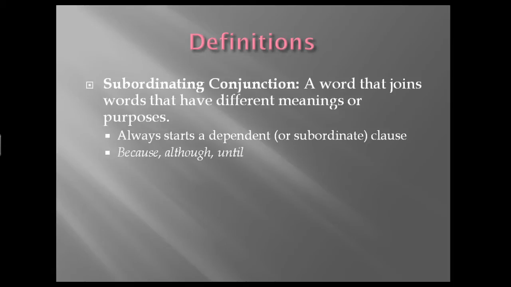There also are subordinating conjunctions. This is a word that joins words that have different meanings or purposes. They're always used to start a dependent or subordinate clause, either at the start of a sentence or the start of a second half of a sentence. The poster child for this is the word because. If is also a subordinating conjunction.